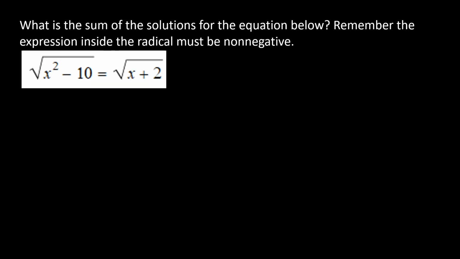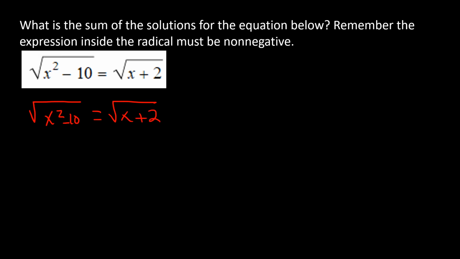So it says, what is the sum of the solutions for the equation below? Remember, the expression inside the radical must be non-negative. Okay, so we want to solve for the solutions for this. There's several ways you can do this. You can try using Desmos, other graphing calculators, but let's go ahead and work this by hand. So I want to solve this out. So first, let me rewrite this. We'll say the square root of x squared minus 10 equals the square root of x plus 2.